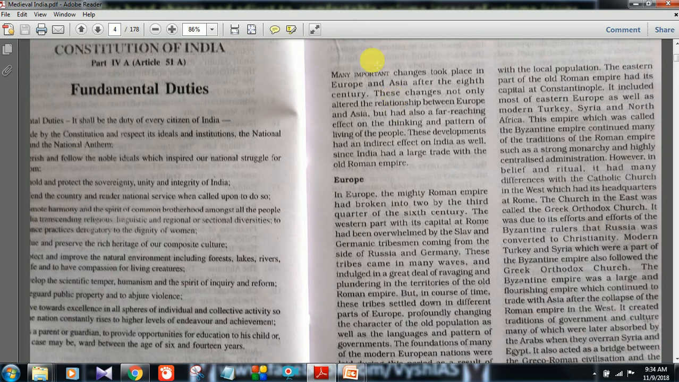So many important changes took place in Europe and Asia after the 8th century. These changes not only altered the relationship between Europe and Asia, but also had a far-reaching effect on the thinking and pattern of living of the people. These developments had an indirect effect on India as well, since India had a large trade with the old Roman Empire. In ancient history, when learning R.S. Sharma, which I have already completed, you would have noticed that India, especially South India, had a lot of trade relations with the Roman Empire, much before the 8th century. So when systems change across the world, it will affect India also, because of this relation India has with the Western world.